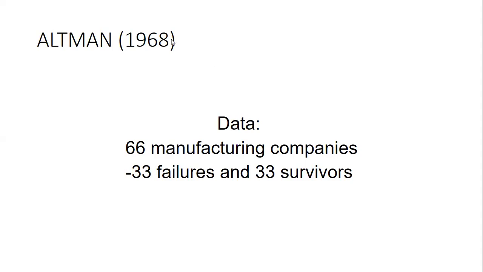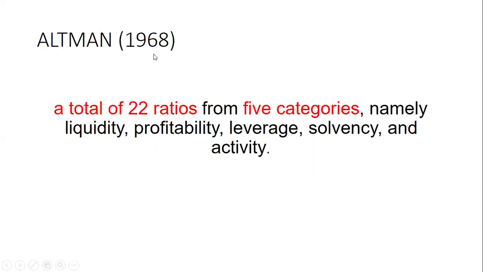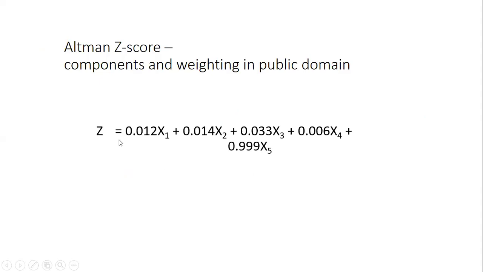Hi, sorry, I'm back. So Altman used 66 companies, 33 failed, and 33 that had not failed. And then they picked 22 ratios from liquidity, profitability, leverage, solvency, and activity ratios. And then based on these, they generated the weights.